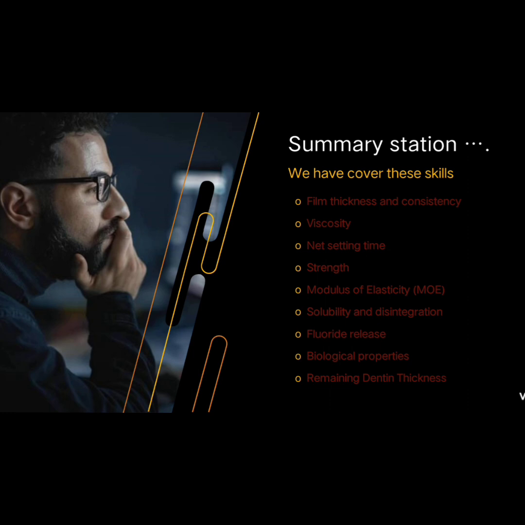We told that the film thickness for luting should be 20 to 25 micrometer, and for restorative it is 40 micrometer, and the lesser the film thickness, the better the wetting and adaptability to the tooth structure, and better seating would be seen. Then we discussed viscosity. It is nothing but the consistency. Then net setting time was discussed.